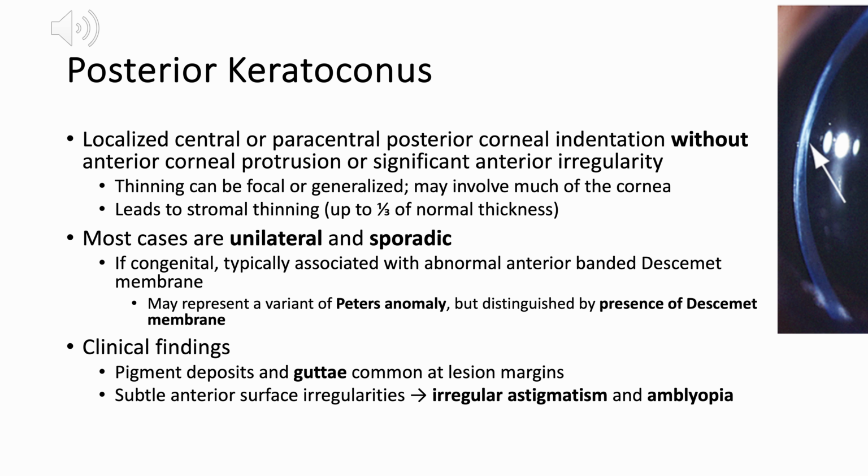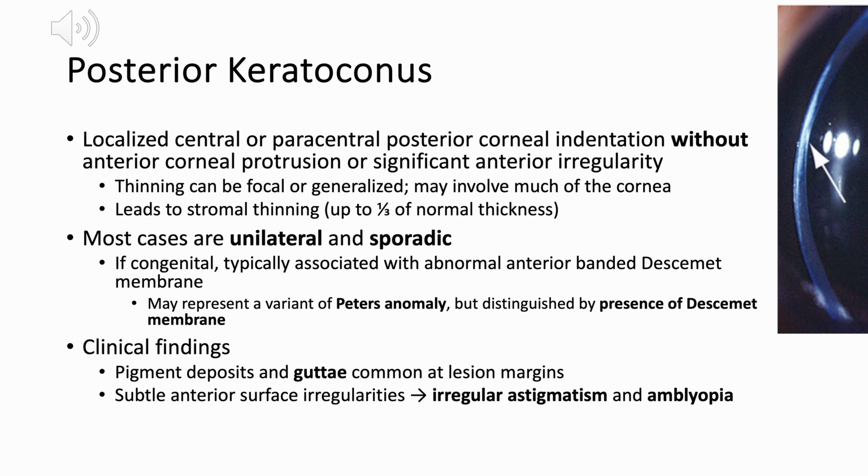Posterior keratoconus is a condition characterized by a localized central or paracentral indentation of the posterior corneal surface. This indentation occurs without forward bulging of the cornea and without significant irregularity of the anterior surface. This differs from typical keratoconus, which involves progressive thinning and protrusion of both the anterior and posterior corneal surface, leading to a conical shape. The thinning in posterior keratoconus can be either focal or generalized, sometimes affecting a large portion of the cornea, and may result in stromal thinning to as little as 1/3 of normal thickness.